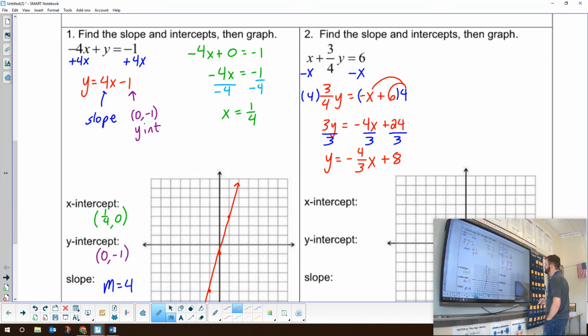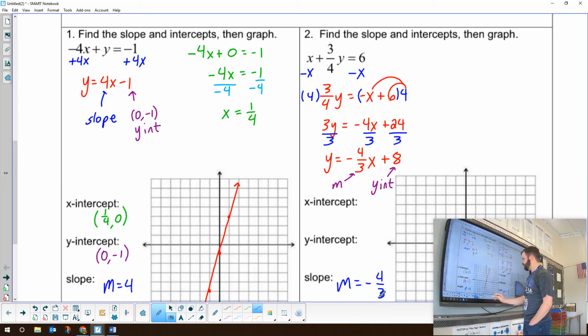And so once again, guys, this is going to tell us a lot about our graph. We're going to learn what my slope is. There's my slope. And my y-intercept is going to be right there. So my slope, we already decided, is going to be negative 4/3. And my y-intercept is right there. My y-intercept is going to be at 0, 8.